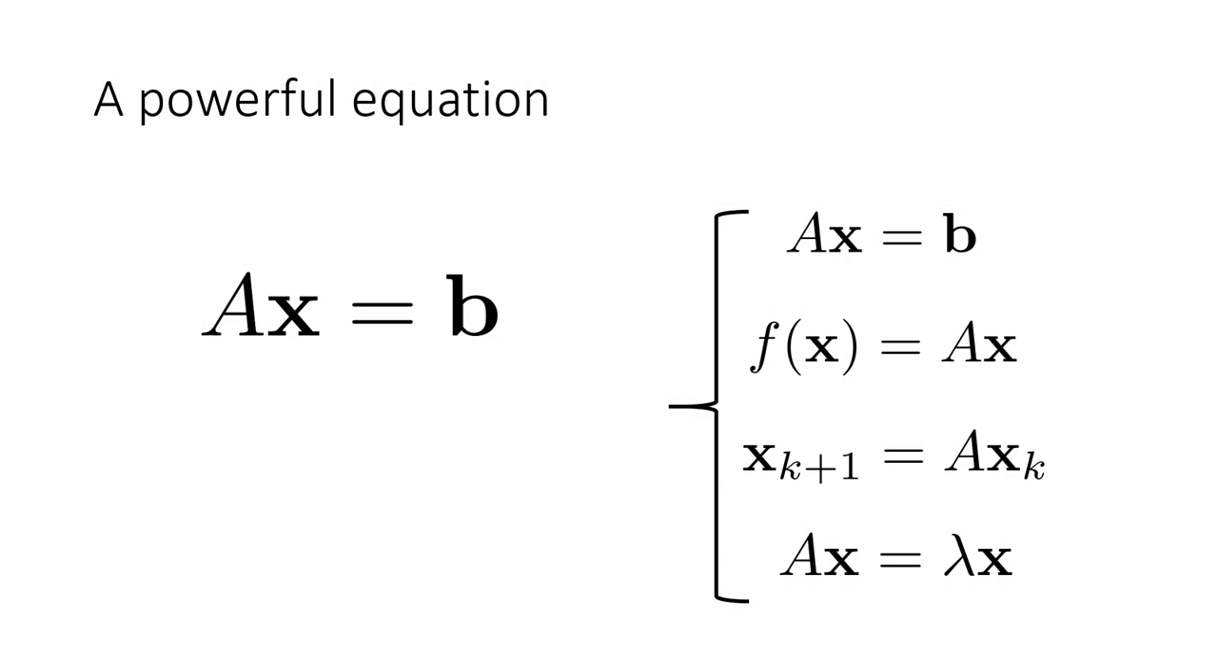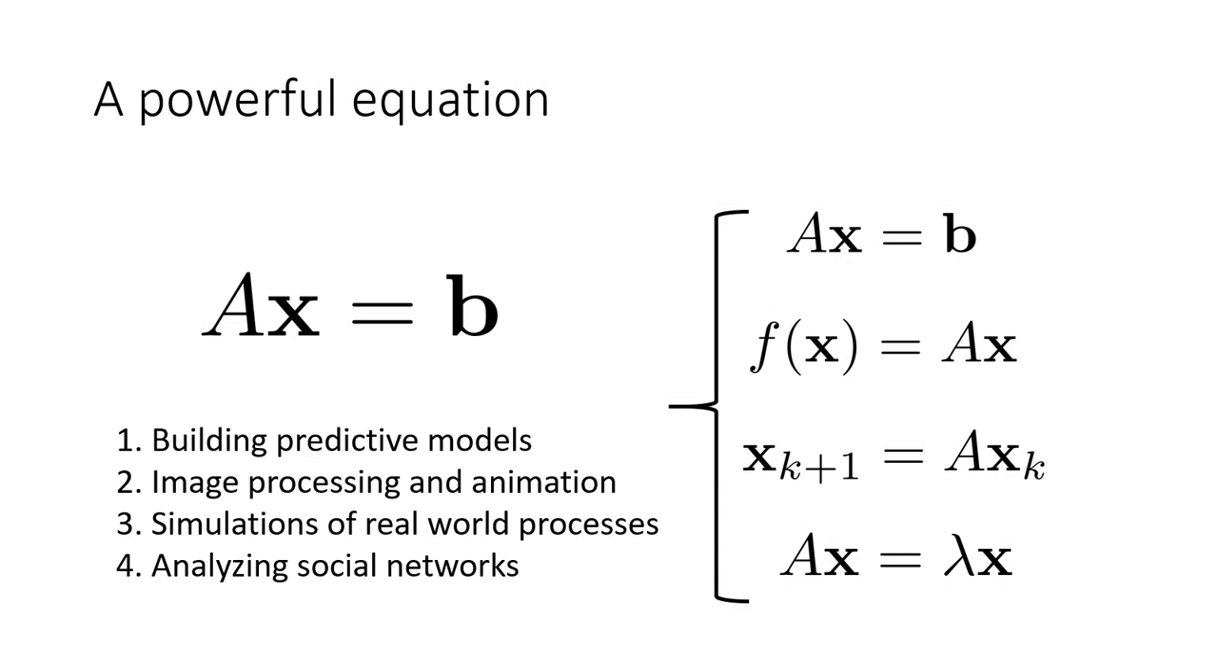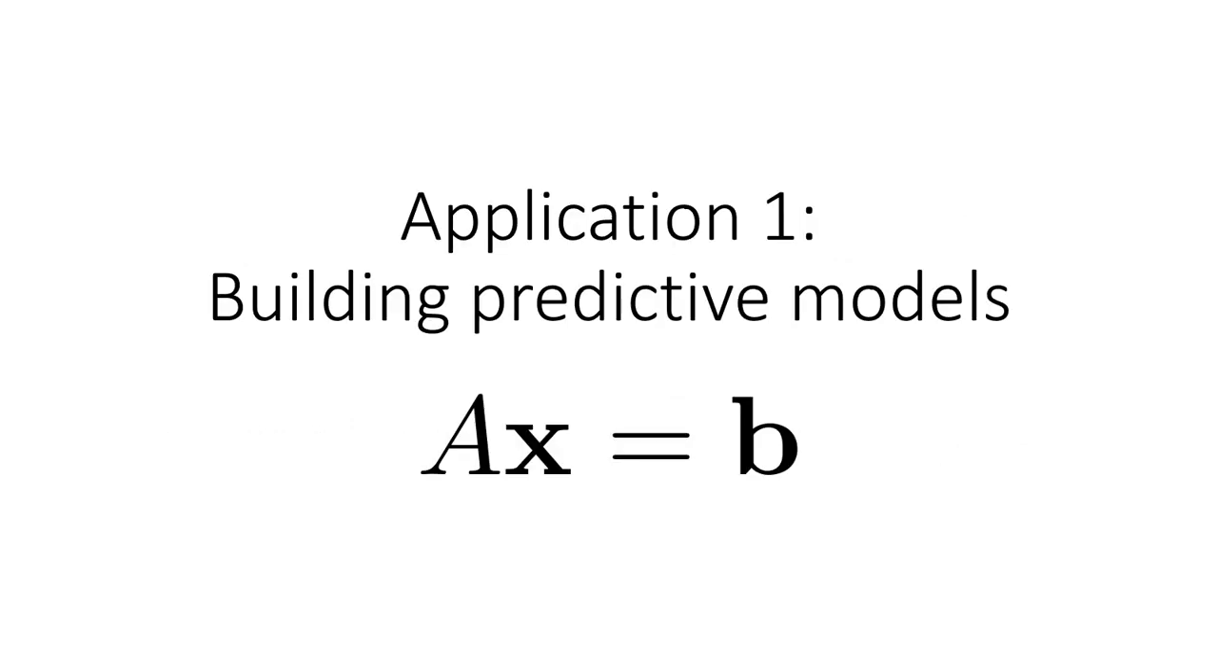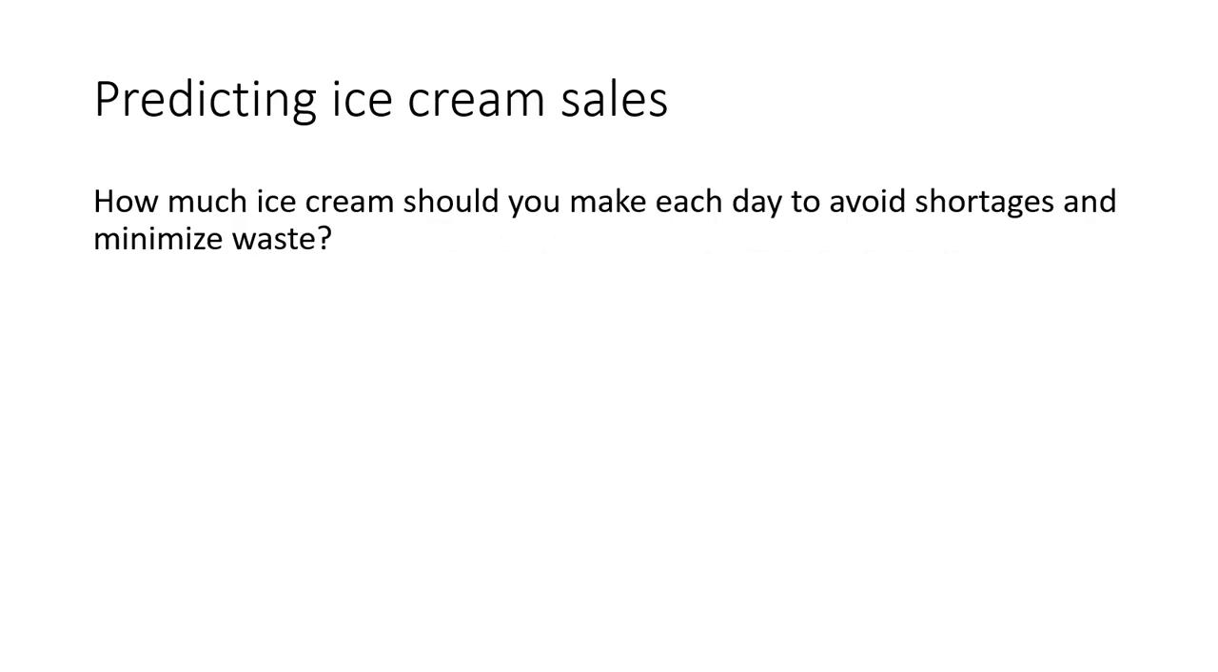Today, what we want to talk about is primarily the application side and why these matrices and these four sets of equations are actually useful for things like building predictive models, image processing and animation, physics simulations or other simulations of real-world processes, and lastly, analyzing social networks. Okay, so let's get started. Our first application is building predictive models, and we're going to focus on equations that look like Ax equals b.